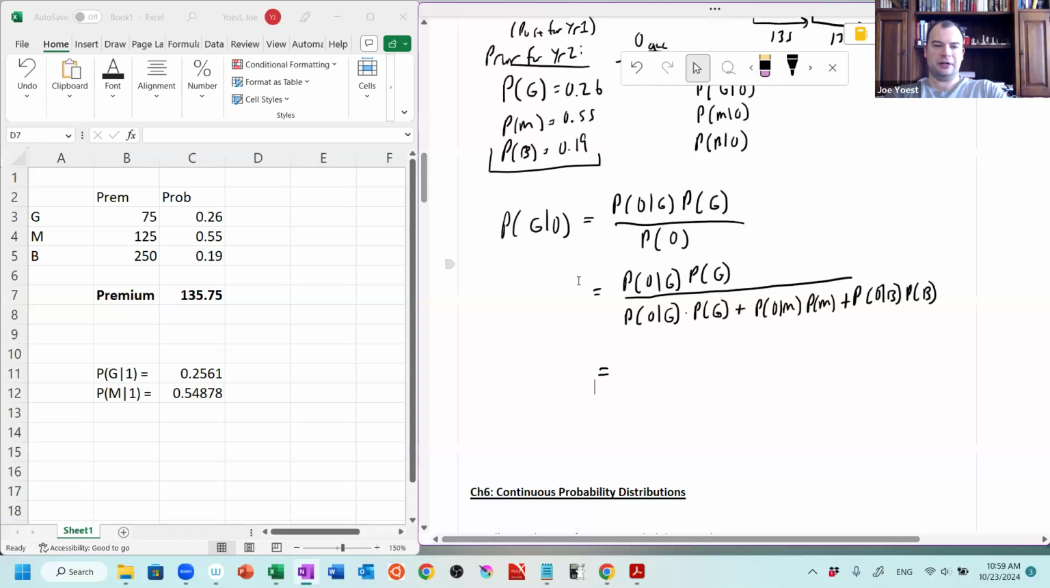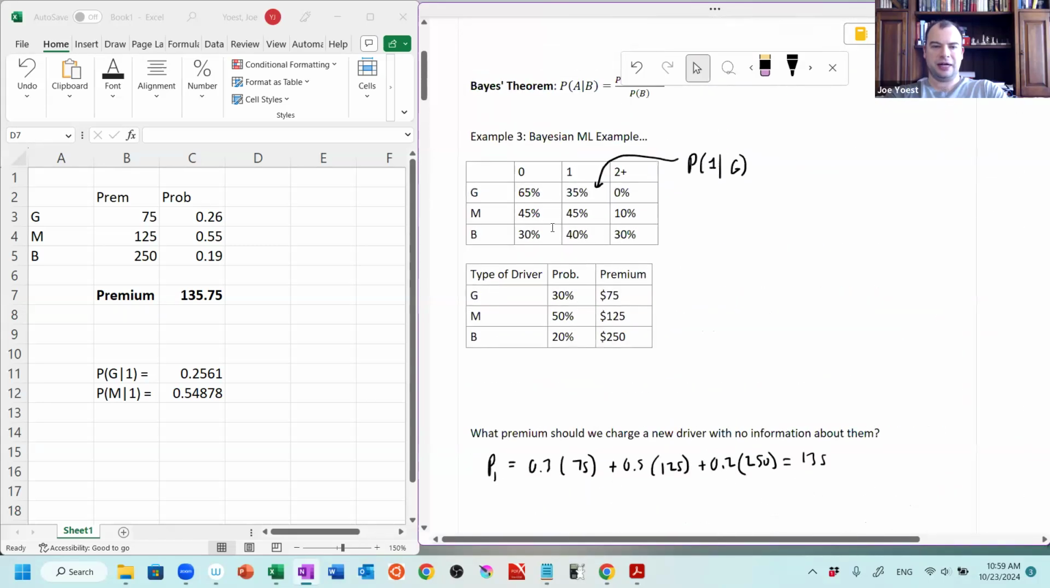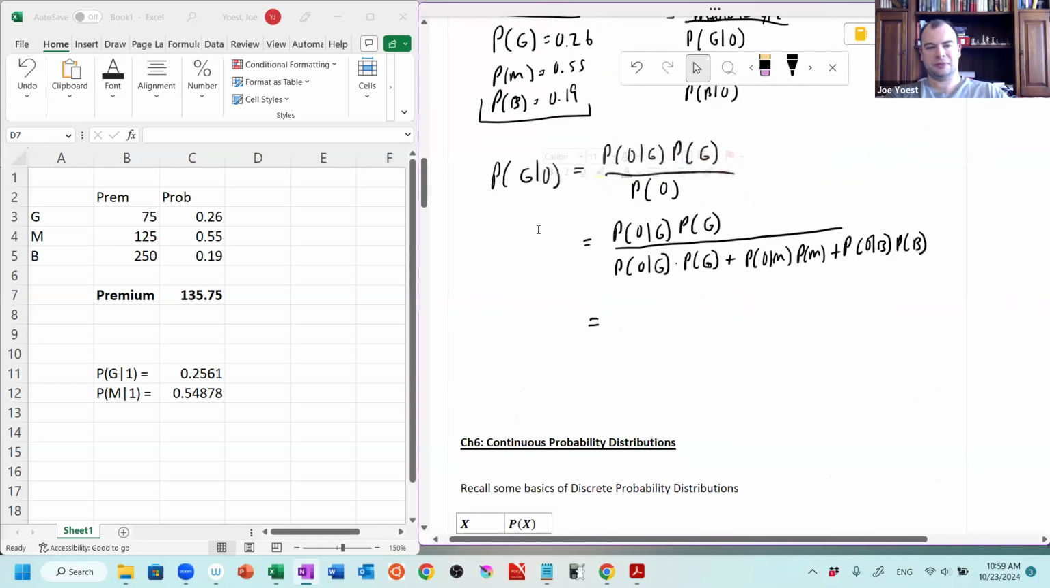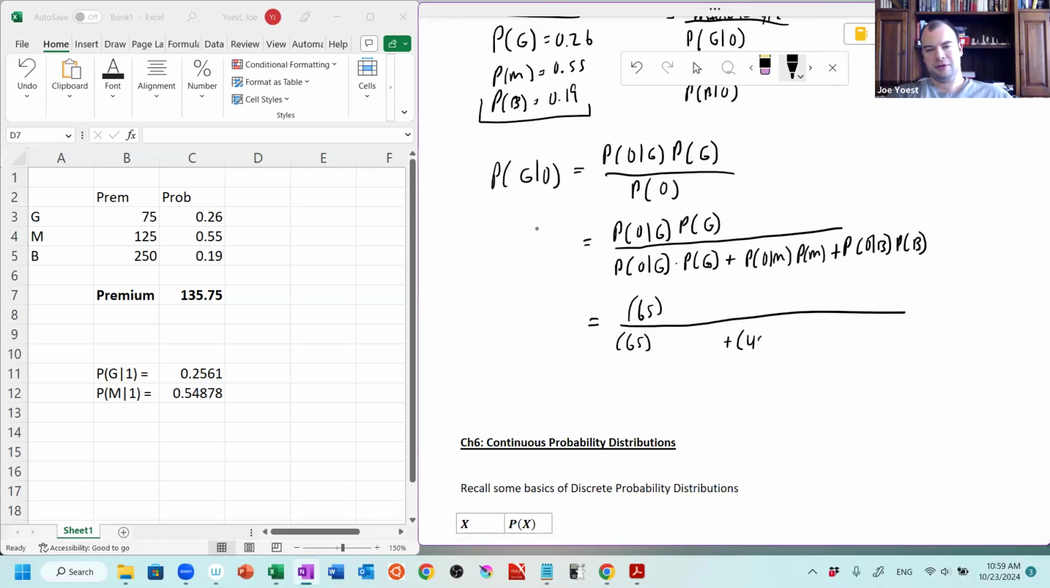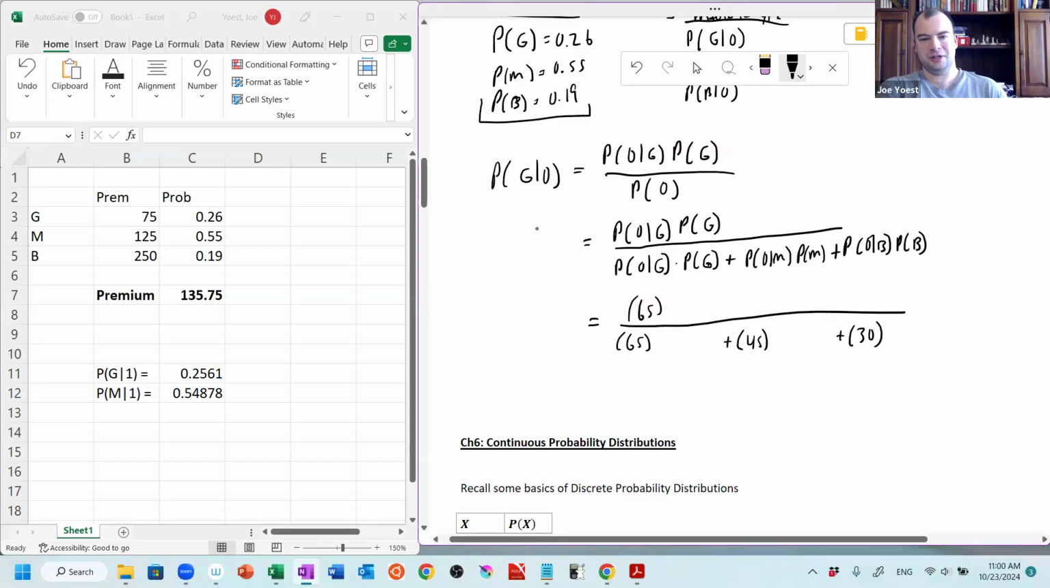Okay, so what's probability of 0 accidents in a year given good driver? That is 65%, and the others are 45 and 30. So 65, 45, and 30%. 45 and 30 being for probability of 0 given moderate and probability of 0 given bad. So we see getting in 0 accidents is a little more like a good driver's behavior and a little less like a bad driver's behavior, but it still could happen for any of them.